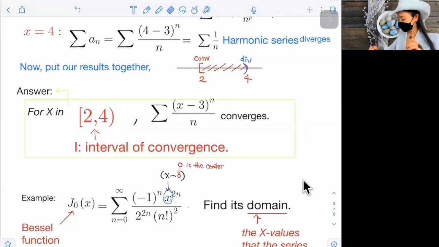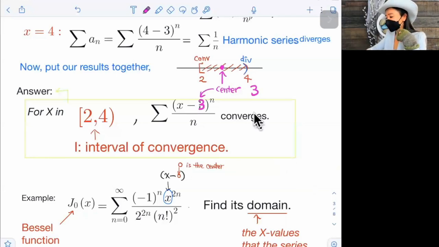Now, let's look at the interval over here. So what is the center of this? The center is 3, right? Isn't that this number over here? It's exactly this number. That's the reason that we say this power series has center 3.